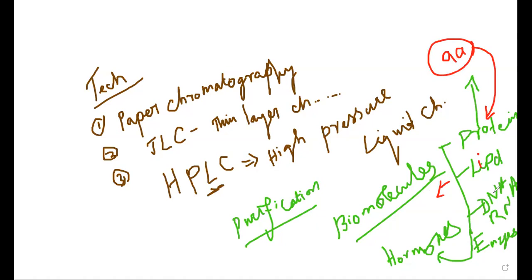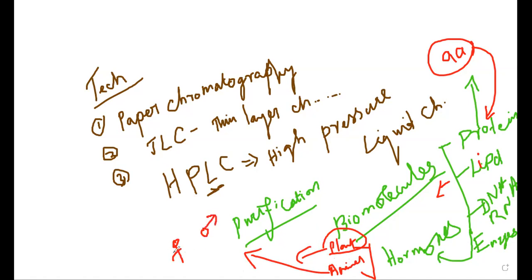DNA and RNA, and not only DNA and RNA, plasmids are also there. Hormones, here you have to split into two main categories: plant hormones as well as animal hormones. The plant hormones are all essential for growth and other activities. Likewise, animals, higher animals and lower animals, particularly human beings. There are male hormones, female hormones, and common hormones. You already studied these things.